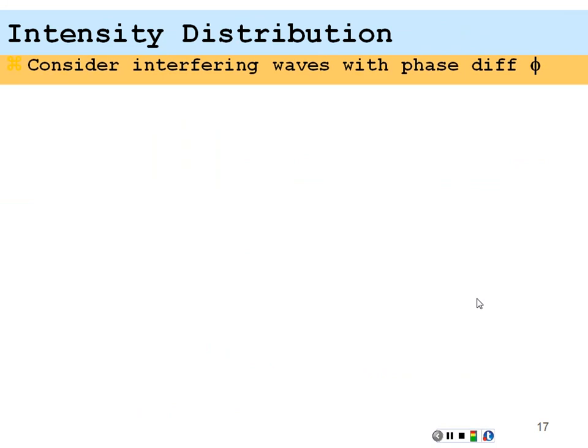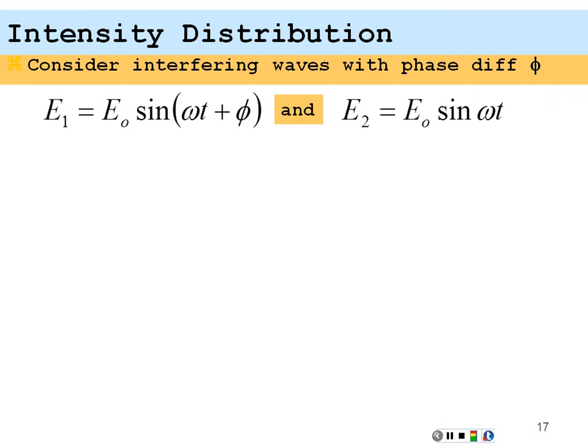We want to plug this into an intensity distribution and see what we get. Considering we have two interfering waves with a phase difference phi, E1 is equal to E naught sine(omega t plus phi), and E2 is equal to E naught sine(omega t). So exactly the same waves, only with a phase difference equal to phi.